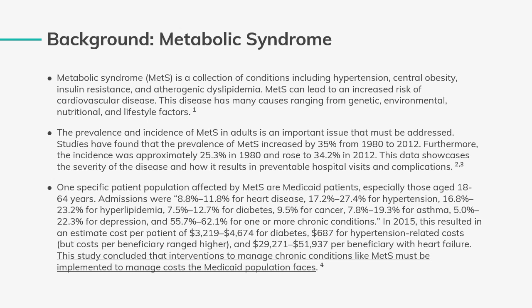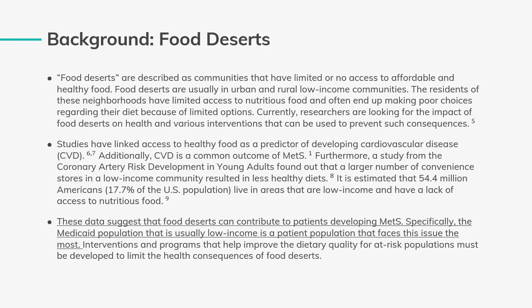Another study concluded that interventions to manage chronic conditions like metabolic syndrome must be implemented to manage costs the Medicaid population faces. Next up, we have food deserts. They are defined as neighborhoods with limited or no access to affordable and nutritious food. These residents often end up resorting to unhealthy food options due to such a barrier. Furthermore, a lack of access to healthy food has an association with developing cardiovascular disease. As you can probably already see, this connects back to metabolic syndrome.